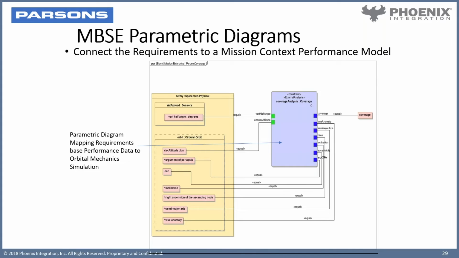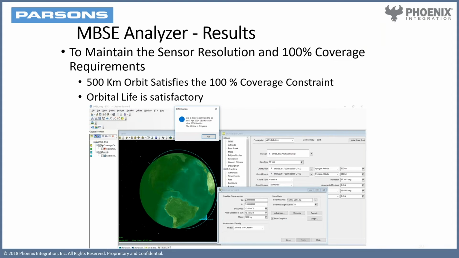So in summary, after building the workflows, building the SysML diagrams, connecting the two, they were able to determine that to maintain sensor resolution and 100% coverage, which were the two main requirements, a 500 kilometer orbit satisfied that, and the orbital life was 6.3 years, which was satisfactory as well. And that is it for my portion of the presentation. I'm going to pass that back to Jeff.